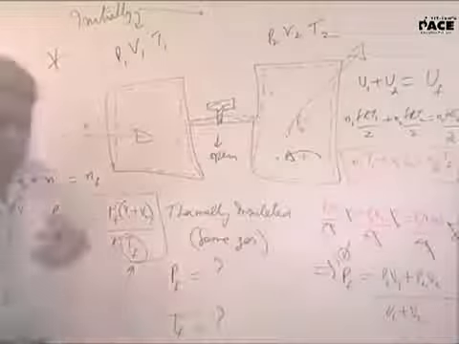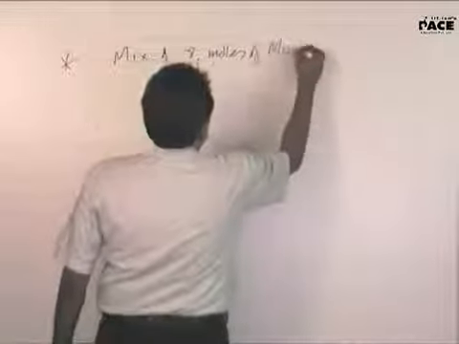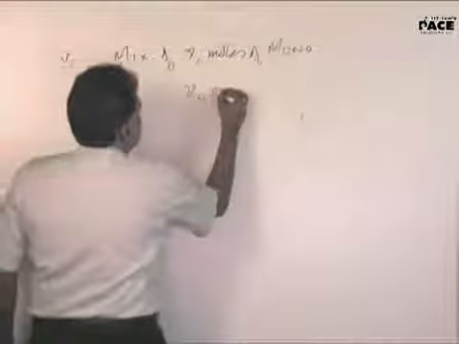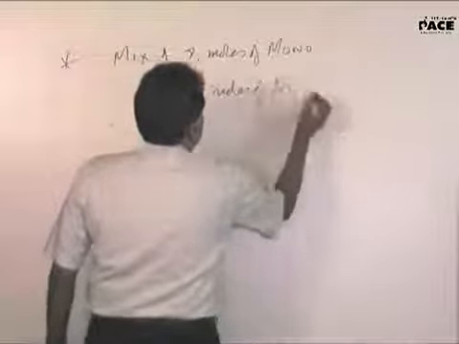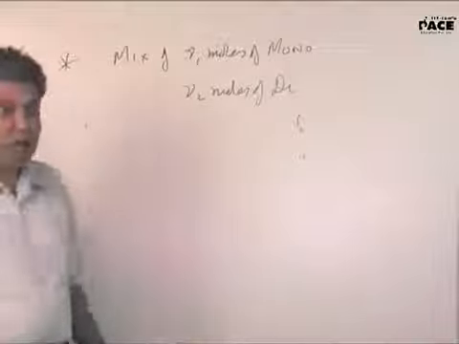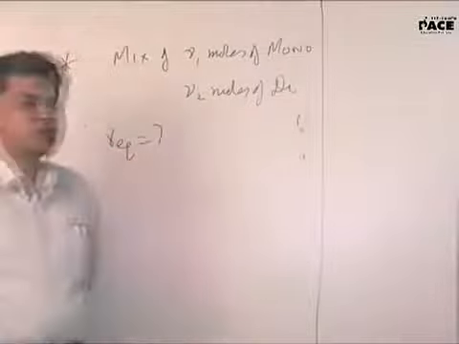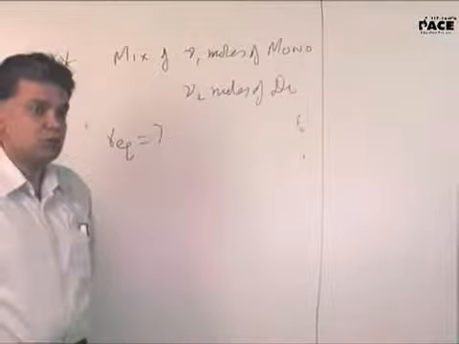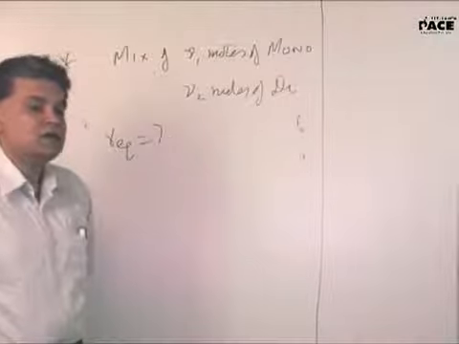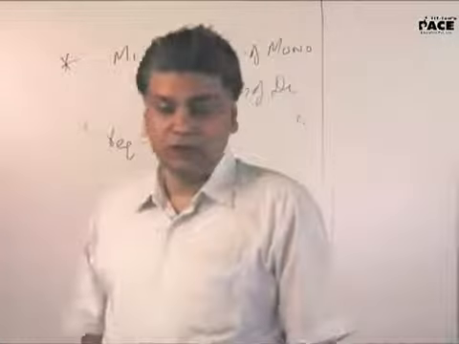Next question. We have a mixture of nu1 moles of monoatomic gas and nu2 moles of diatomic gas. What is the gamma equivalent for the mixture? Yeah, how are we dealing with this?